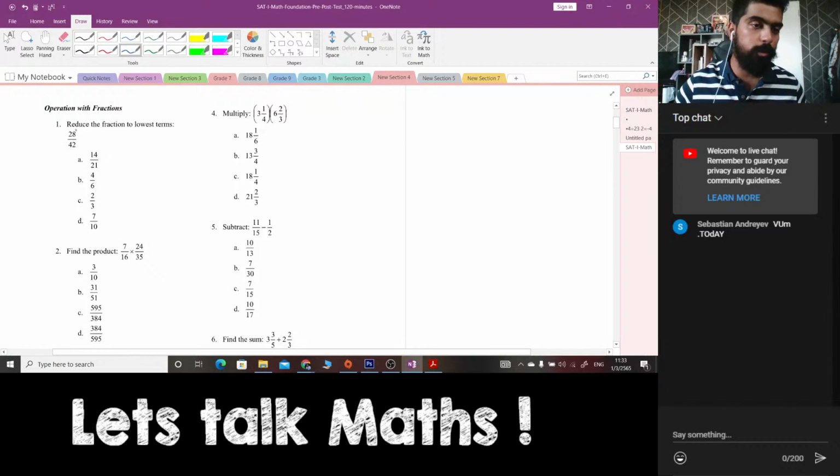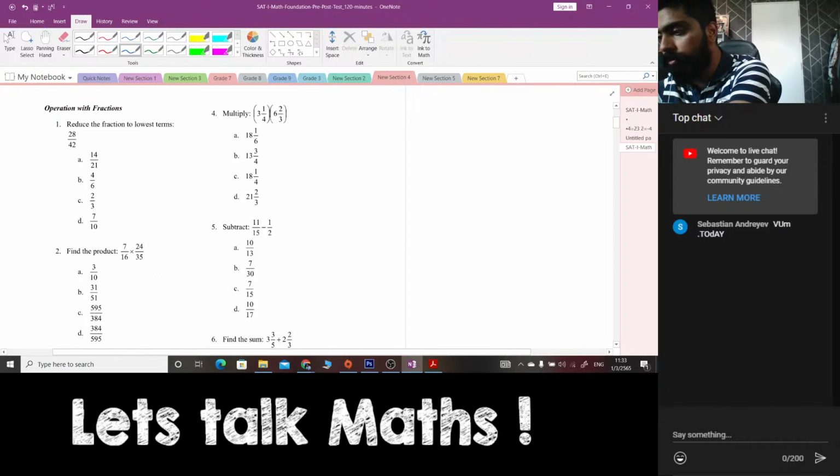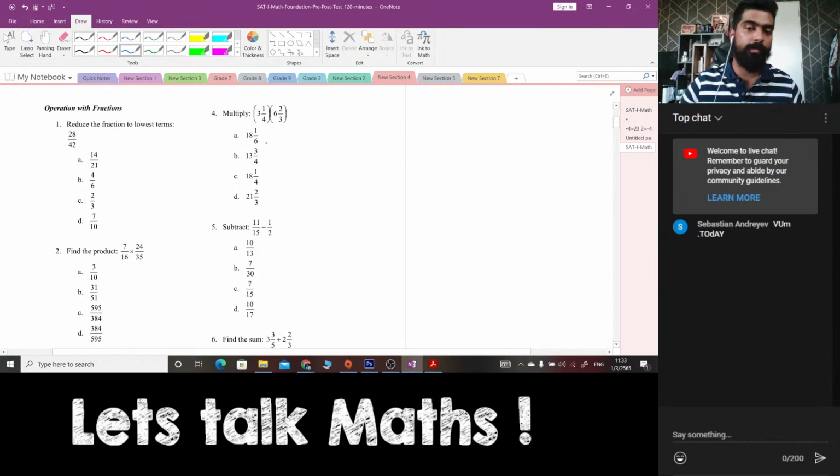Okay guys, so first question one, they want us to reduce the fractions to the lowest term. So that means we will be dividing both the numerator and the denominator by the greatest common factor. Since both are even numbers, we can divide by 2. So 28 divided by 2 is going to give us 14, and 42 divided by 2 is going to give us 21, right guys?